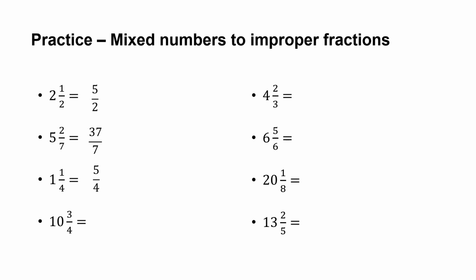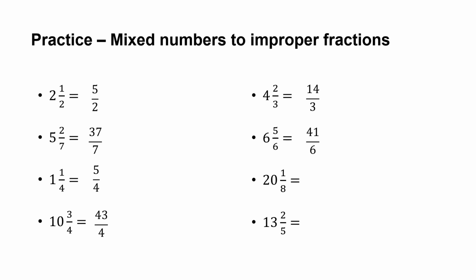Next, we have 10 and 3/4. So this 10 is going to become 40 over 4. And then we have plus 3 over 4 is going to be 43 over 4. Moving on, we have 4 and 2/3. So this is going to be equal to 12 over 3 plus 2 over 3, which is 14 over 3. Next, we have 6 and 5/6. So the 6 here is going to be equal to 36 over 6 plus 5 over 6, which is 41 over 6.